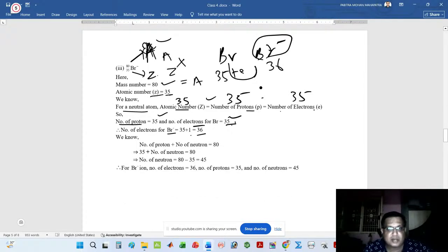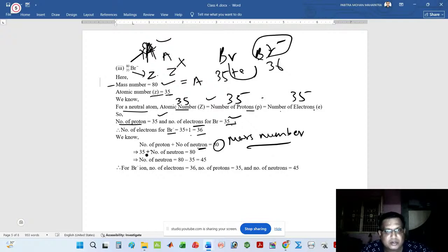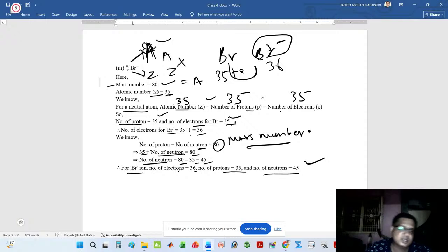Again apply the same formula. Number of proton plus number of neutron is equal to mass number, that is 80. Clear? Now put the value of number of proton, that is 35. So 35 plus number of neutron is equal to 80. Now find the number of neutron: 80 minus 35 is equal to 45. For Br minus ion, the number of electron is 36, number of proton is 35, and number of neutron is 45. This is the answer.